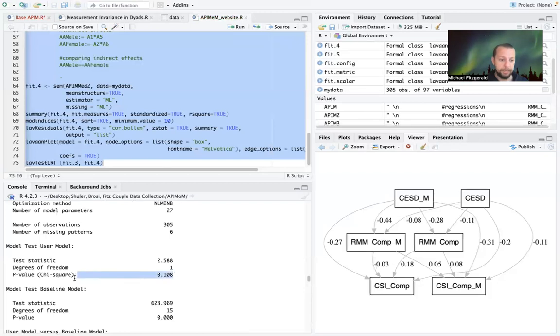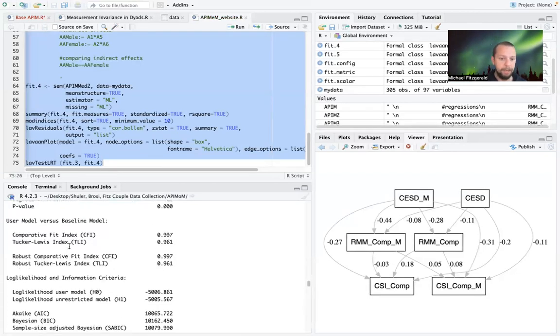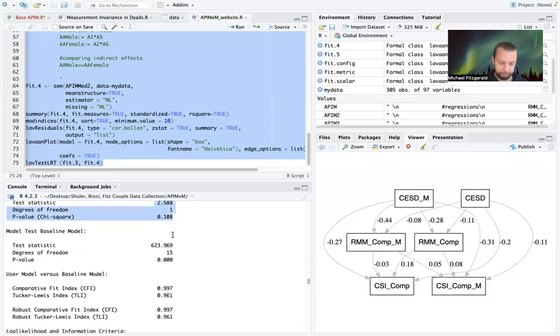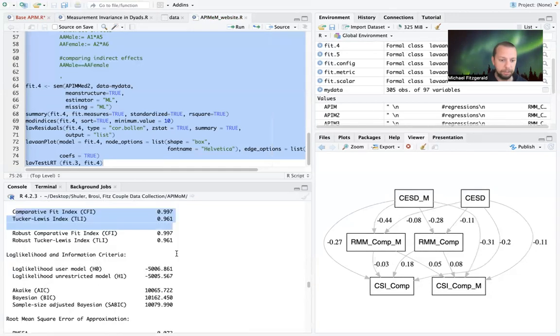And so as we can see, our chi-square test is not significant. So even though our male effect was negative 0.06 and the female effect was around negative 0.01, those were not significantly different from one another. And so the chi-square reveals that it's not significantly different. Our CFI is still good. Our TLI is still good.